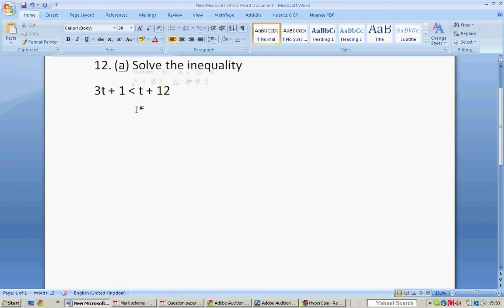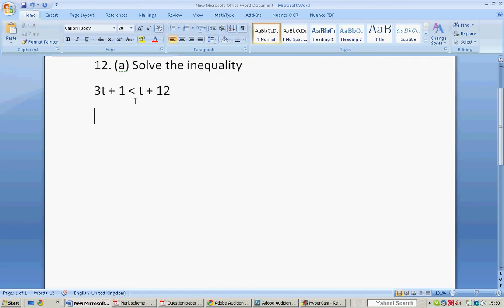We need to get t on one side of our inequality, and on the other side some number. It doesn't matter which side, but it'll be easier to keep t on this side. So we'll know the range of numbers that t is less than.